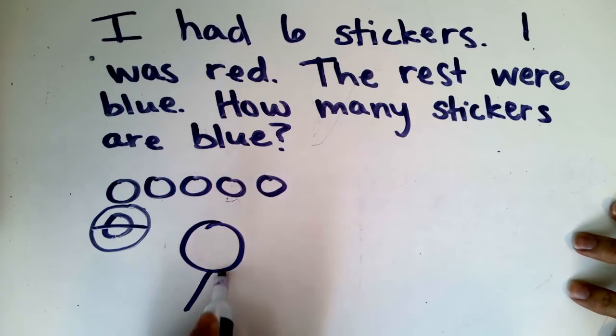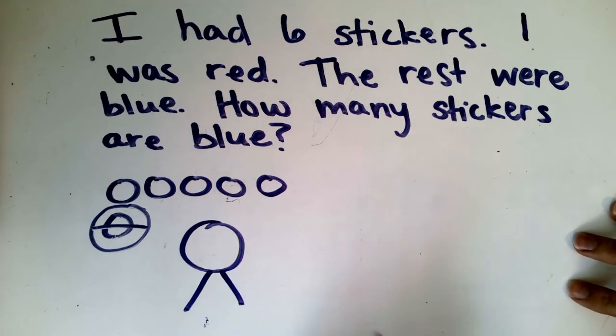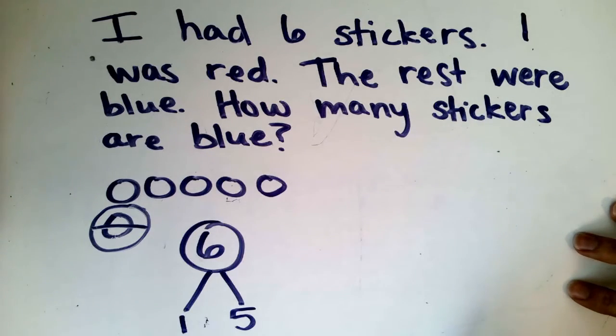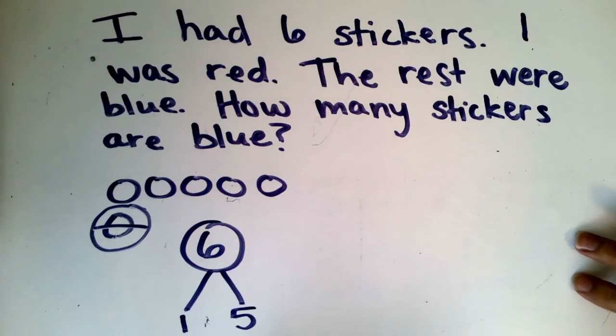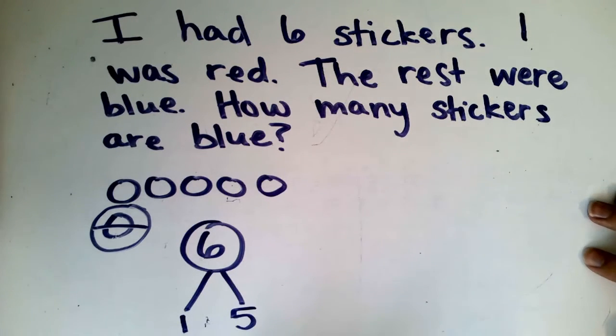We need to make a number bond. Okay. We knew I had 6 stickers. 1 was red. And now we see 5 is blue. 5 are blue. Now Mrs. Garris, our I can statement today said we were using adding and subtracting, and I don't see any of that here. Do you, first grader? So we need to go ahead and do that part.